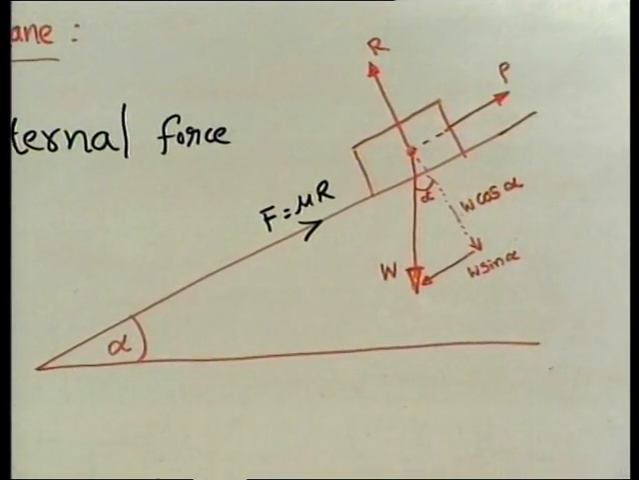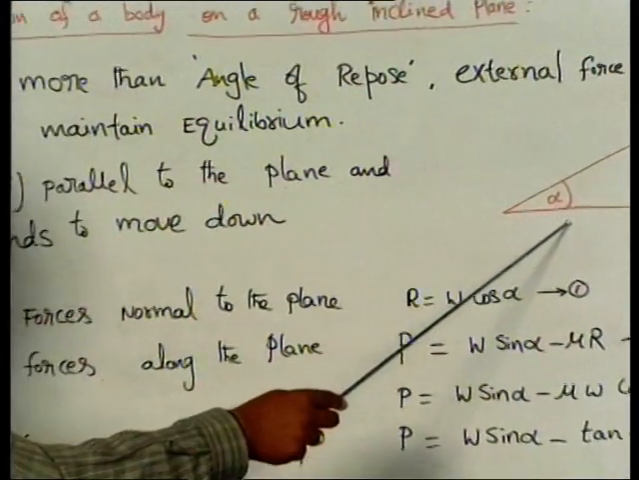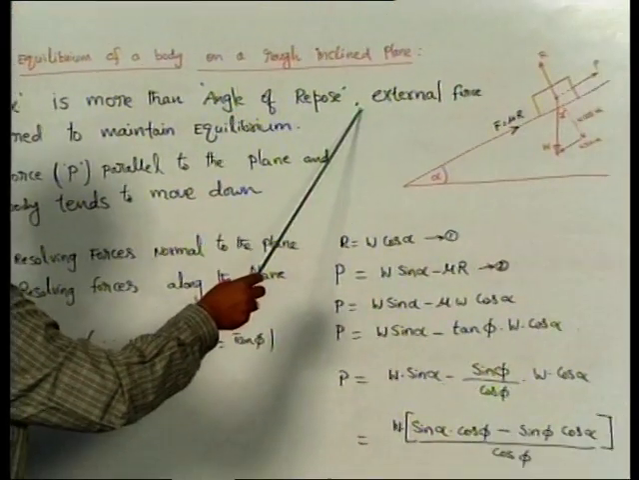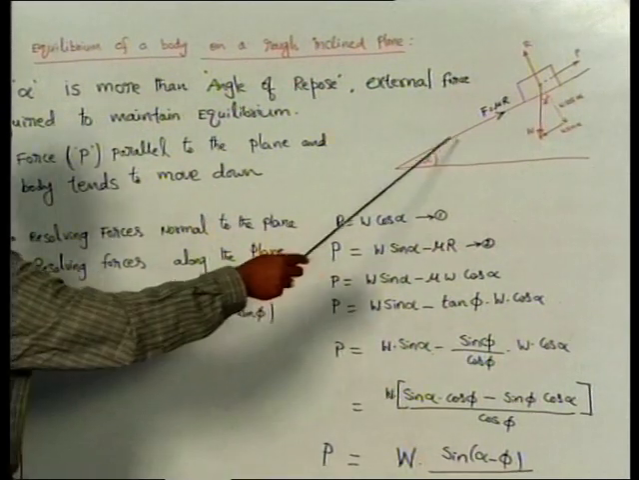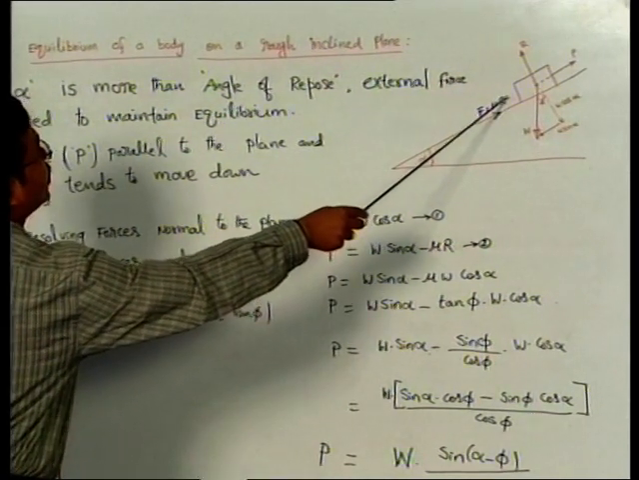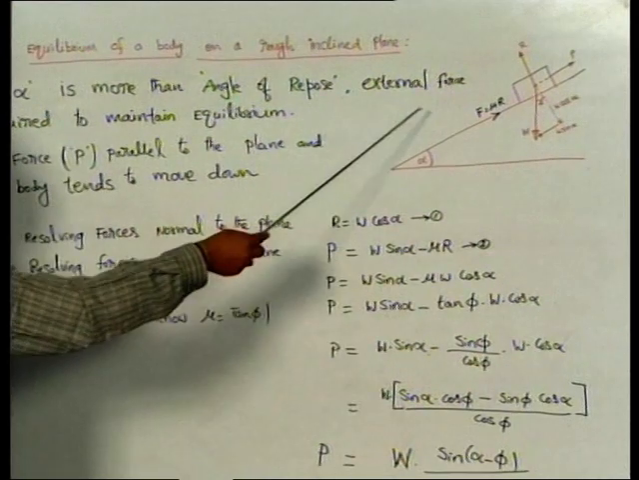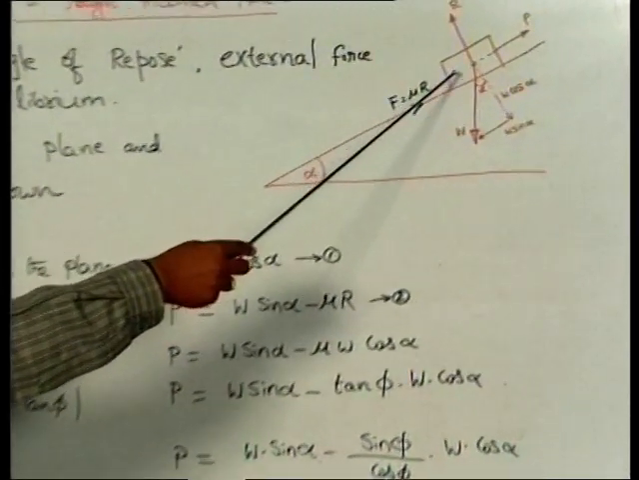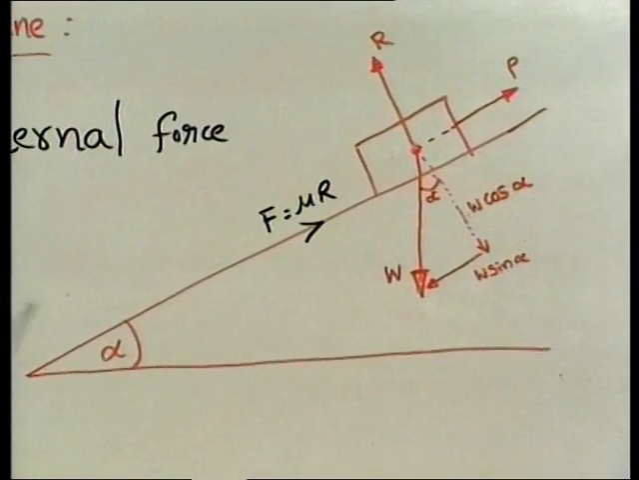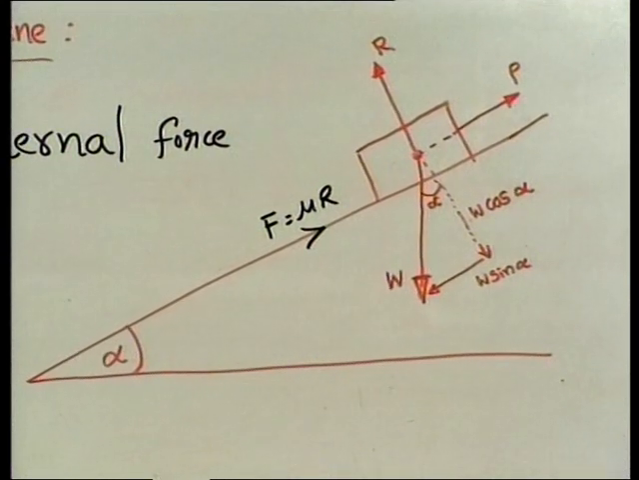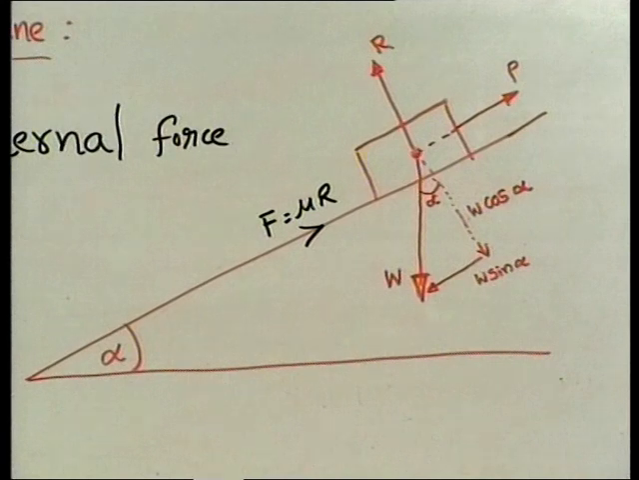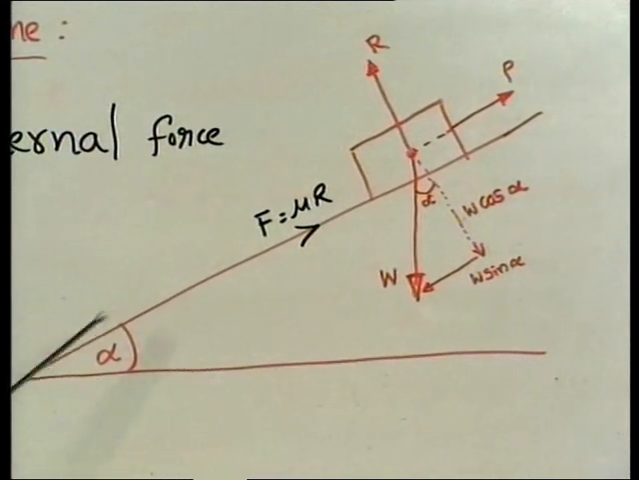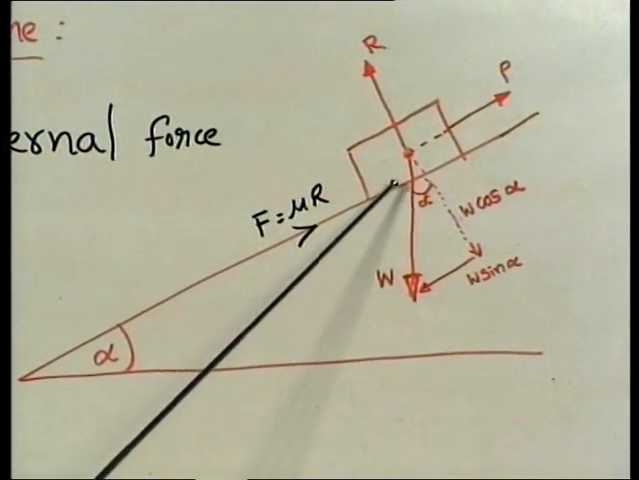Suppose in this case, if this alpha is more than the angle of repose, then external force is required to maintain equilibrium, because we know that at angle of repose the body starts moving down, equilibrium cannot be maintained, therefore external force is required. Now, as a case 1, force P is applied parallel to the plane and body tends to move down.